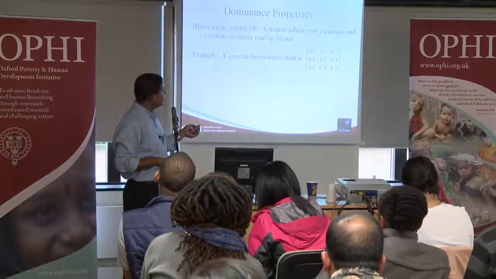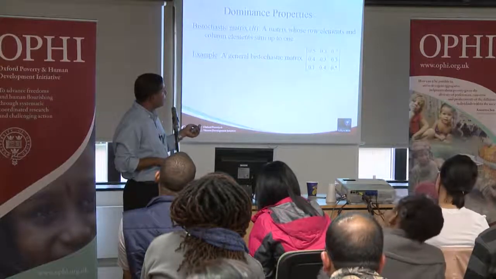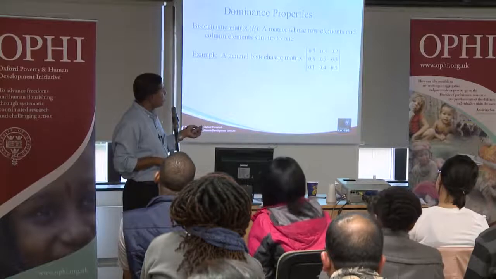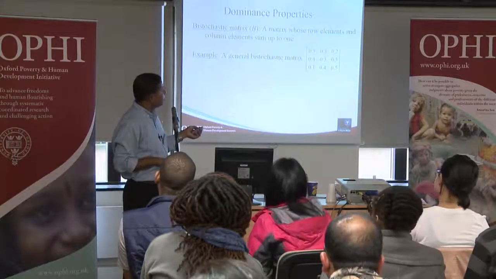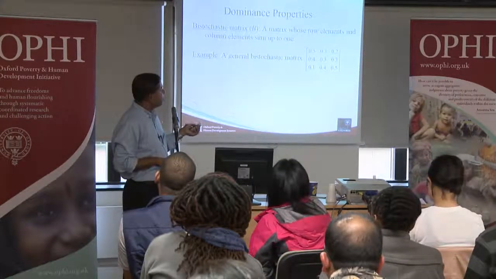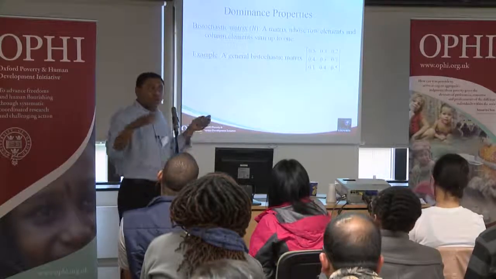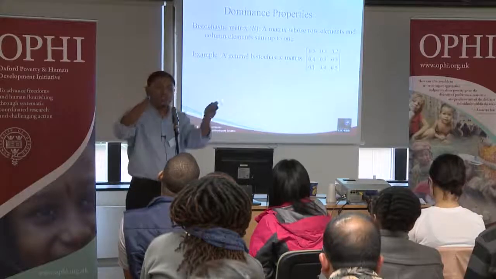So look at this matrix. You have 0.5, 0.3 and 0.2, they sum up to 1. 4, 3, 3 sum up to 1. 0.1, 4, 5 sum up to 1. Similarly 0.5, 4, 1, they sum up to 1. Okay, so what it does is smooth the distribution. Let's see how it does.